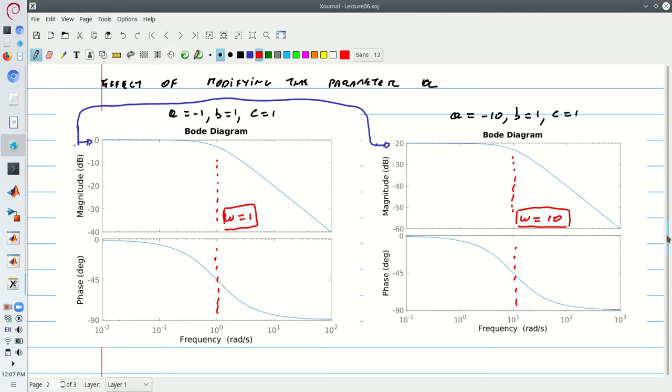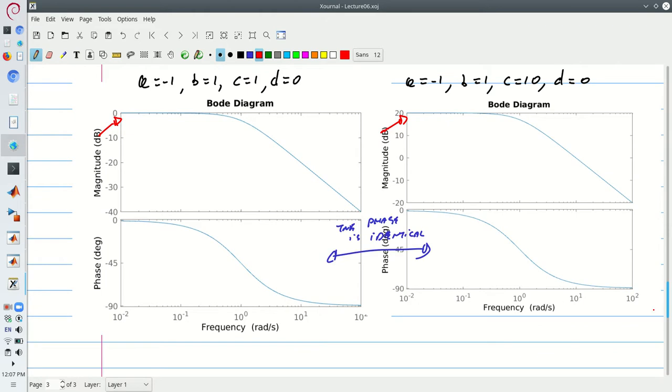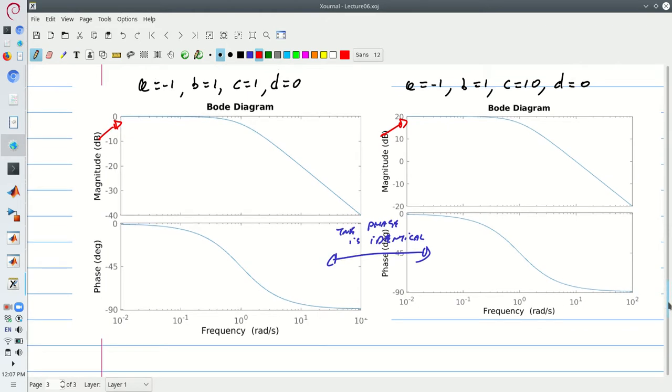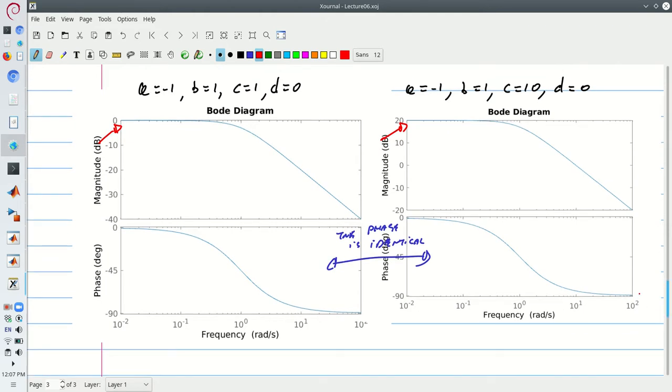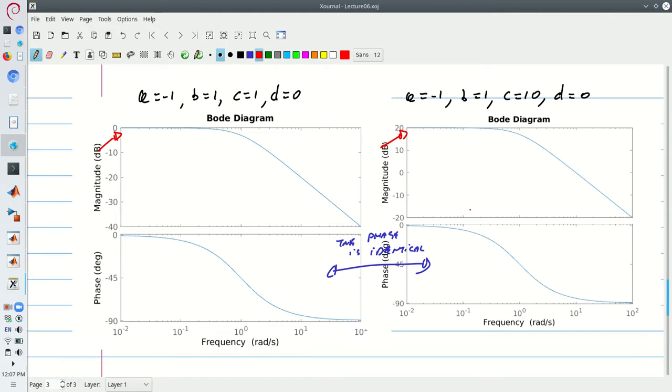Instead, B and C have a visible effect only on the amplitude, with just one exception. We have always considered A and B and C as positive quantities. What I'd like to do here is see what happens if C is equal to minus 1.